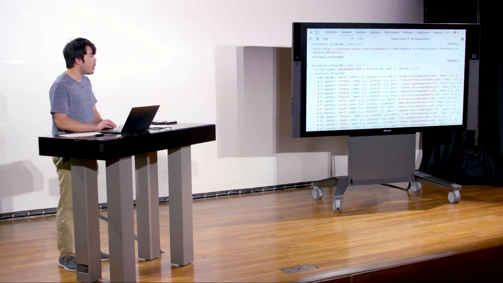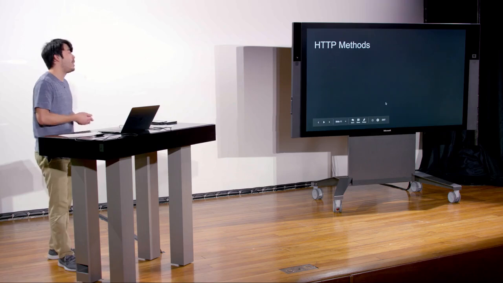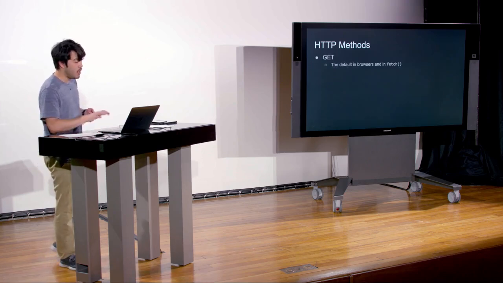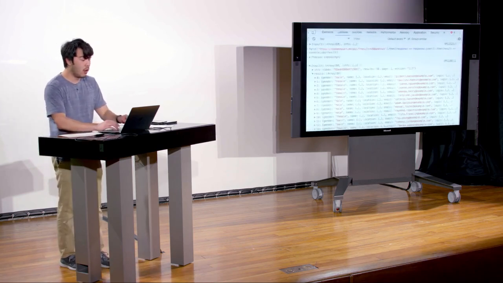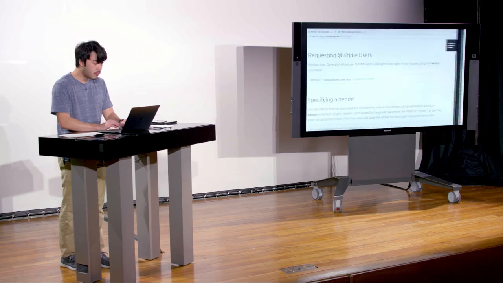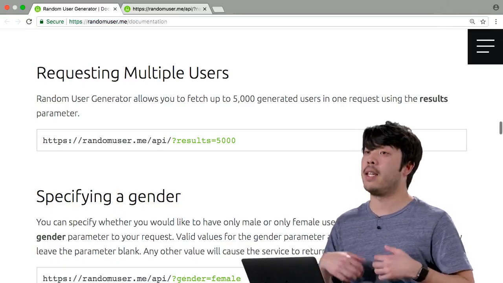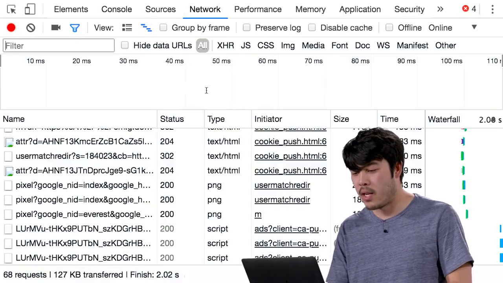What might be a better way to do it? Well, it turns out there are these things called HTTP methods, and one that we commonly use is GET. This is the default for browsers. This is the default for fetch as well. So if I just go to randomuser.me/documentation and load the page, that sends a GET request to this. And I can confirm that by looking at my network traffic.